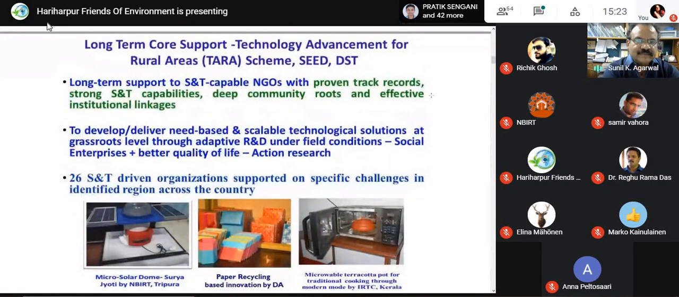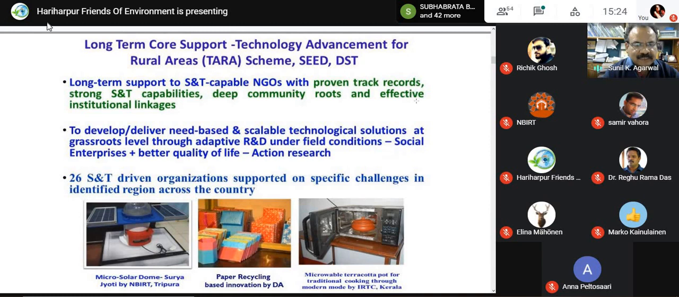So these initiatives are being taken under the particular scheme, that is the technological advancement for rural areas. This is a grant being provided in a phased manner over 5 years, and they work and deliver need-based and scalable technologies at the grassroots level, focusing on better quality of life through action research, which may lead to social enterprise, not a pure enterprise, but mini and micro kind of social enterprise, which can lead to income, but also the improvement in their quality of life.